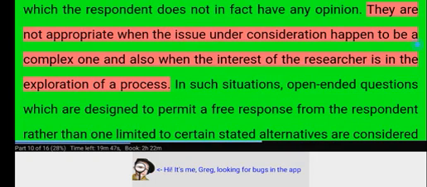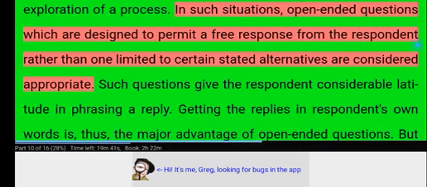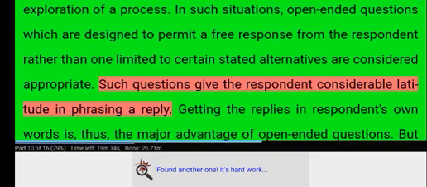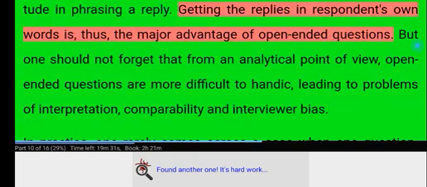They are not appropriate when the issue under consideration happens to be a complex one, and also when the interest of the researcher is in the exploration of a process. In such situations, open-ended questions, which are designed to permit a free response from the respondent rather than one limited to certain stated alternatives, are considered appropriate. Such questions give the respondent considerable latitude in phrasing a reply. Getting the replies in respondent's own words is, thus, the major advantage of open-ended questions.